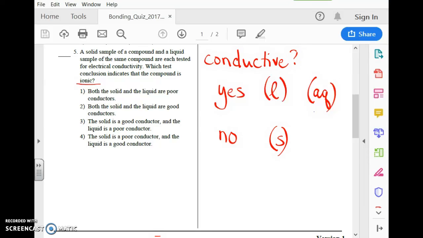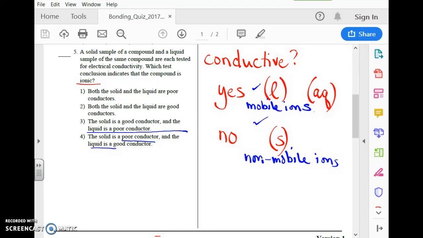Now, they're not asking this, but I want to add, why is this? Well, this means that you have mobile ions present. If the ions can move around, they can conduct electricity. If you have non-mobile ions, well, that means you cannot conduct electricity. Of course, the question's more straightforward. It says the solid is a poor conductor, which we said over here, and the liquid is a good conductor, which is right over here. That is if you are ionic.